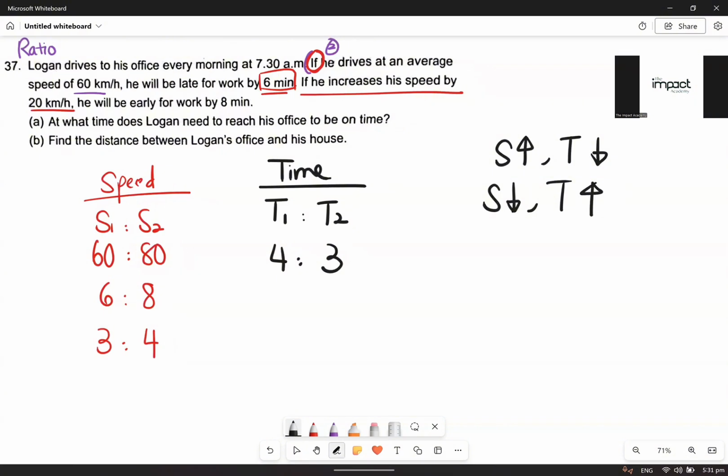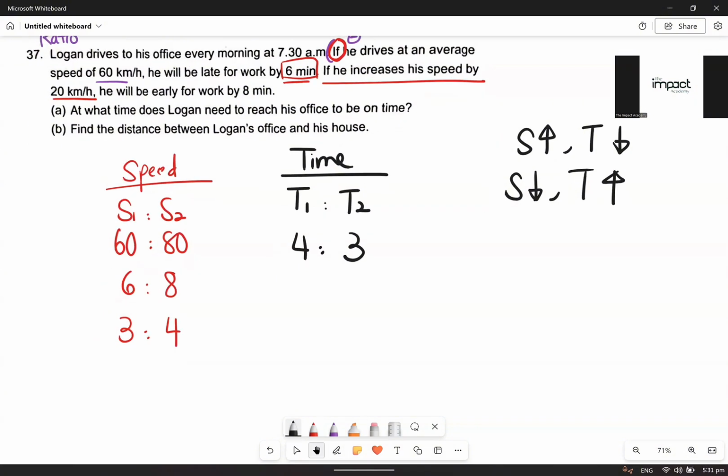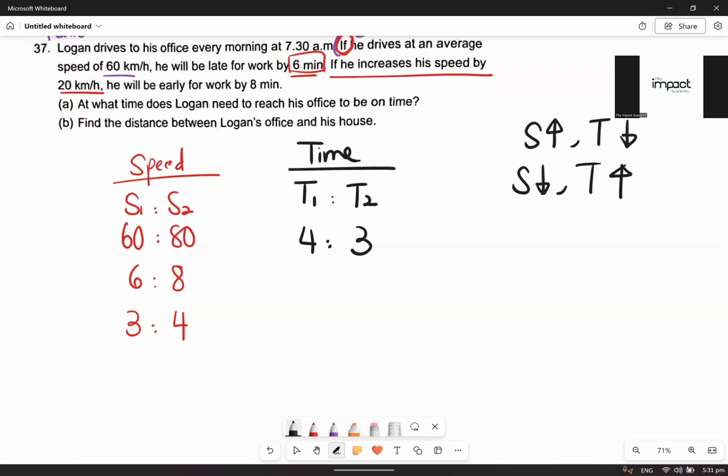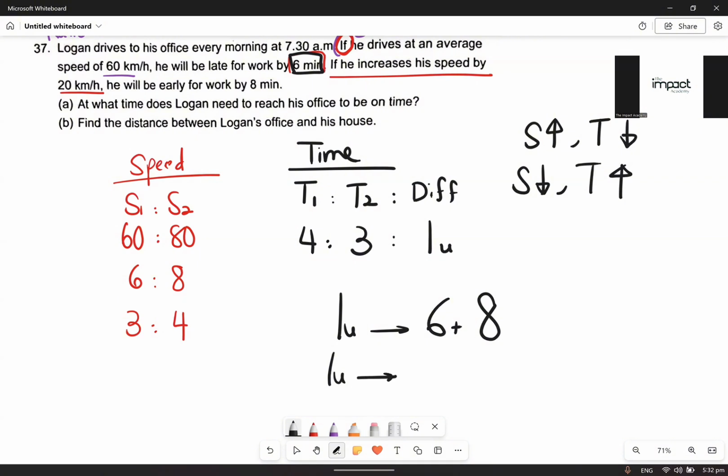So what I want to do now is ask myself, what is the difference in time? Can you see that the difference in time is 1 unit? And what do you think this 1 unit is? This 1 unit is basically my 6 minutes, right? Because he'll be late for work by 6 minutes, and he'll be early for work. So the difference is actually 14 minutes.